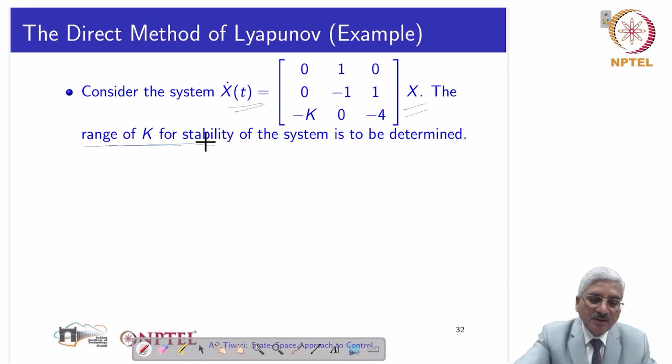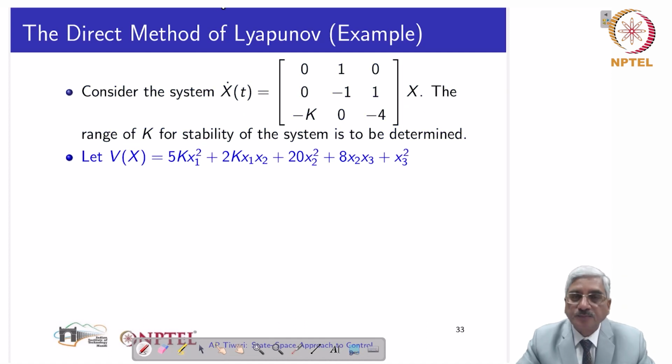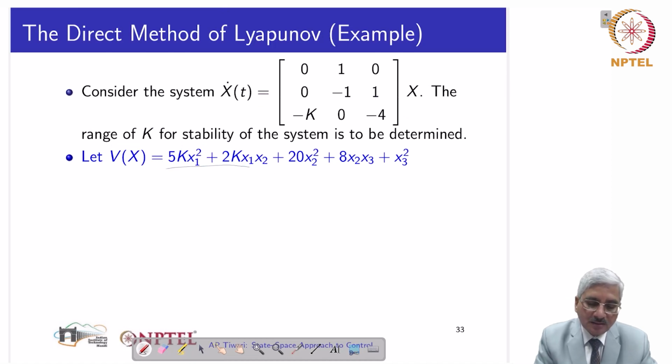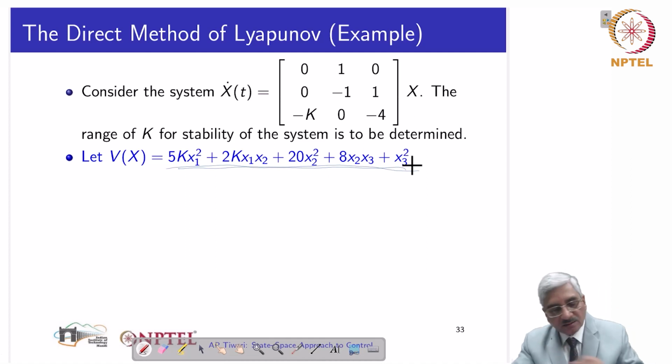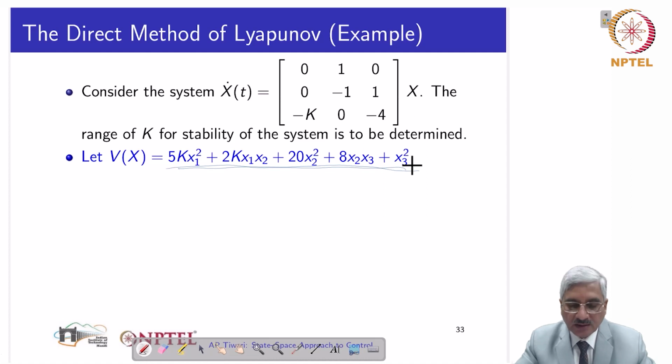Now, as was said, we have to think of a V(x), a Lyapunov function, and here is the Lyapunov function which is thought of. In fact, I also cannot explain why this Lyapunov function is thought of. One generally thinks of a simple function like x1 squared plus x2 squared plus x3 squared. In this case that probably would have been simpler.